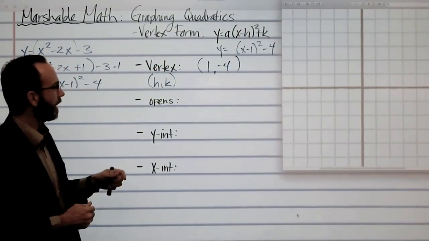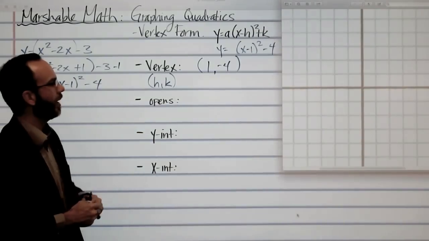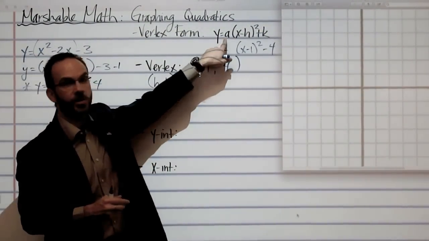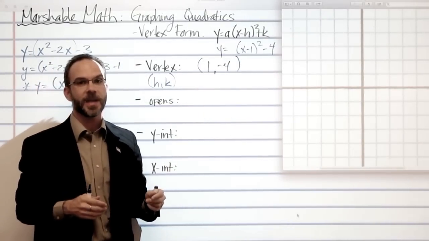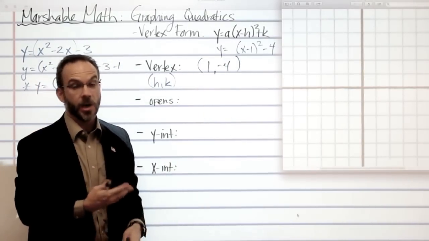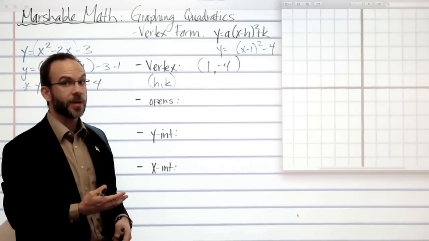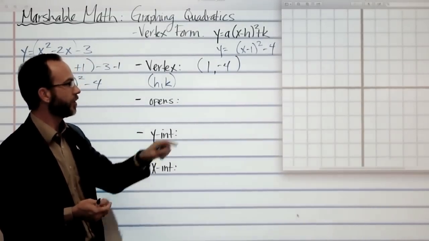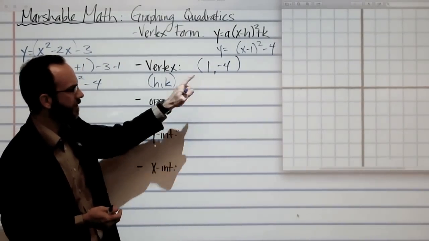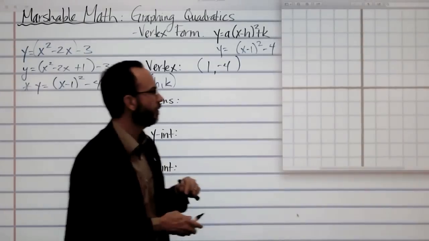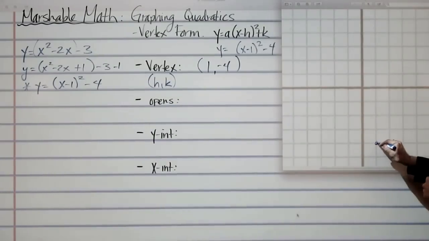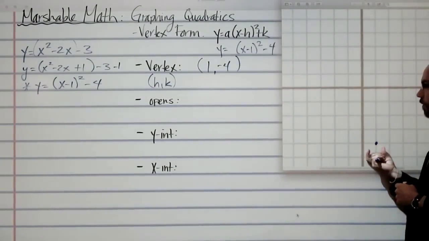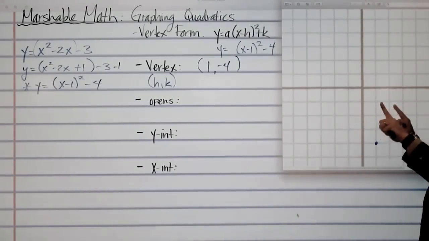So now what I need to do is think about which way the parabola opens. Well, the a value determines that. If the a is positive, it opens upwards, and if the a is negative, then it opens downwards. In our case right here, the a is positive, so I know that it opens upwards. So let me plot my vertex, and then we'll discuss what this means here. (1, negative 4) is going to be this location right here. 1, down 1, 2, 3, 4. Okay? So from this location, I know that it's going to open upwards.